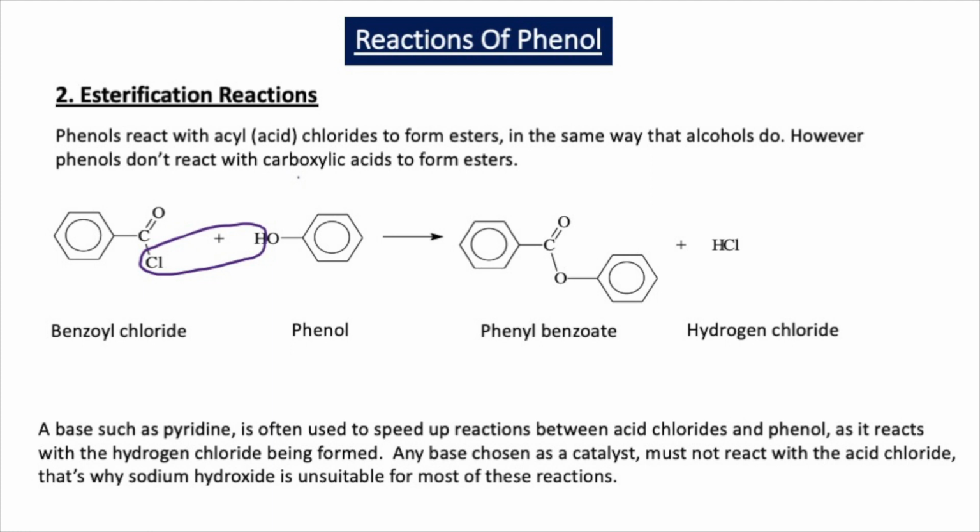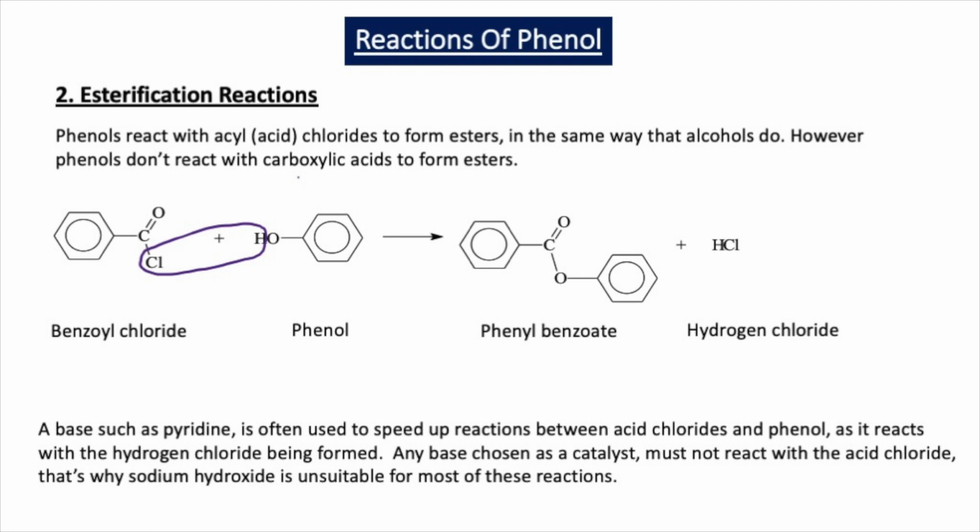Now, this results in an ester forming, and the oxygen in the ester that's attached to the C double bond O has come from the phenol. Now, this ester is named as phenyl benzoate because there's a benzene ring attached to the oxygen next to the C double bond O, and a benzene ring is also called a phenyl group. So this compound is called phenyl benzoate because the rest of the ester resembles benzoic acid. So the ester is called phenyl benzoate, and my other product is hydrogen chloride gas.